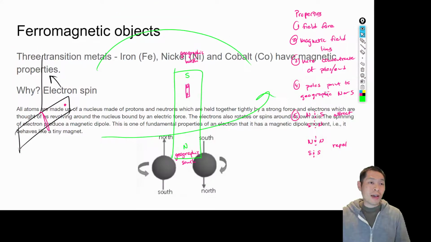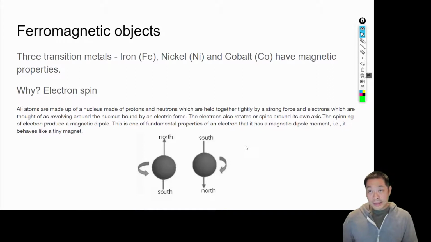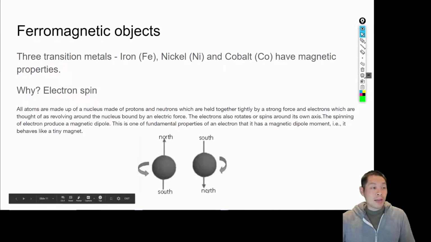Well, it actually comes from the fact that we have electron spin. You have within your objects electrons that are oriented up or down. I did forget something, so let me go back.